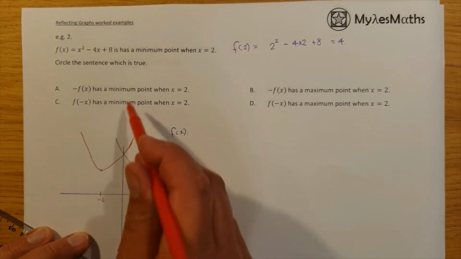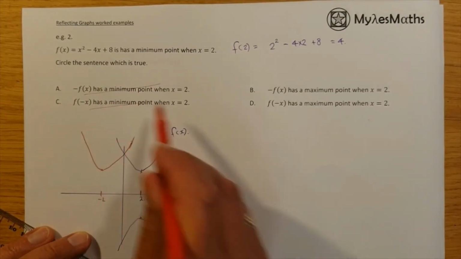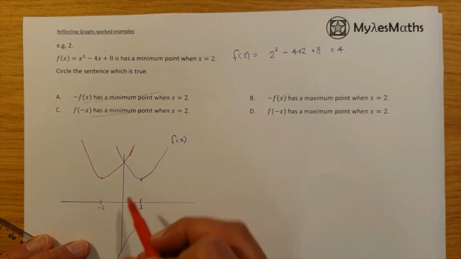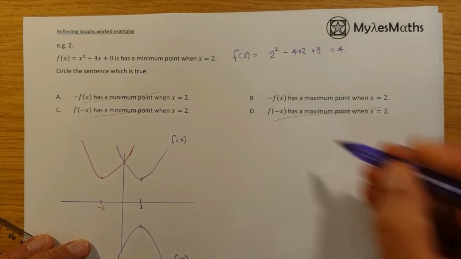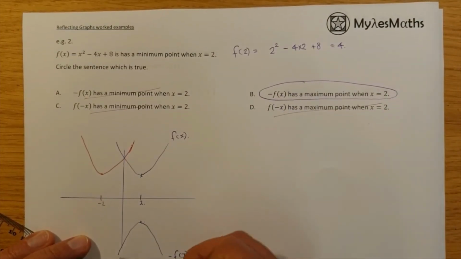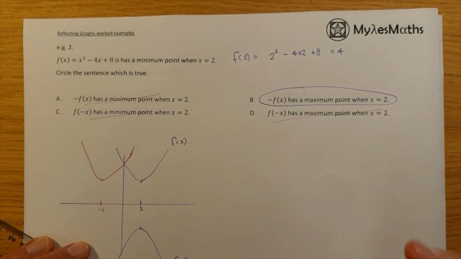So this one's clearly not true. This one's clearly not true. f of minus x wouldn't have a maximum point when x equals 2. So this one's clearly wrong. So clearly the answer, as we thought, has got to be this one. That minus f of x, there's minus f of x, has a maximum point when x equals 2.